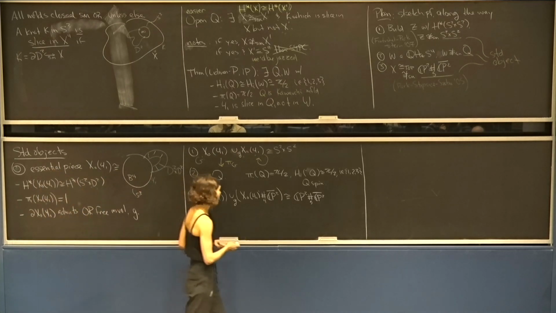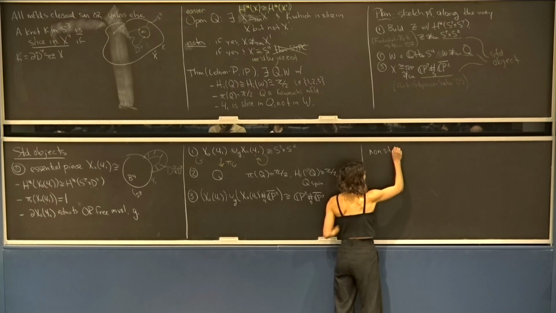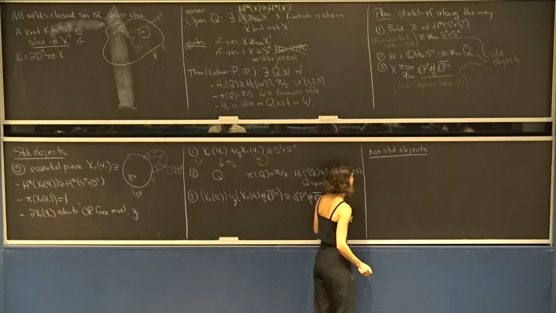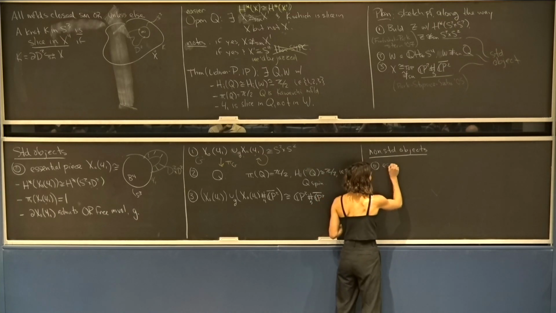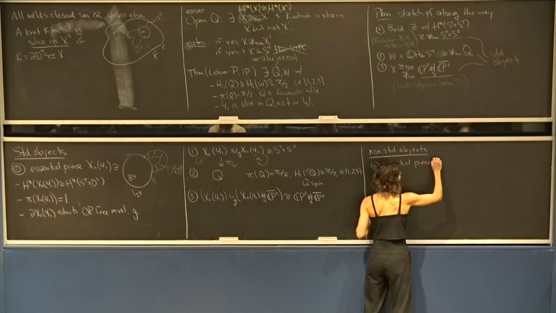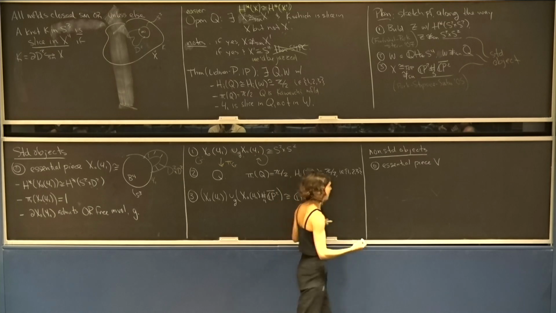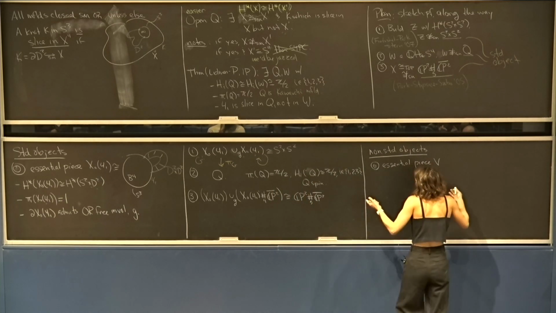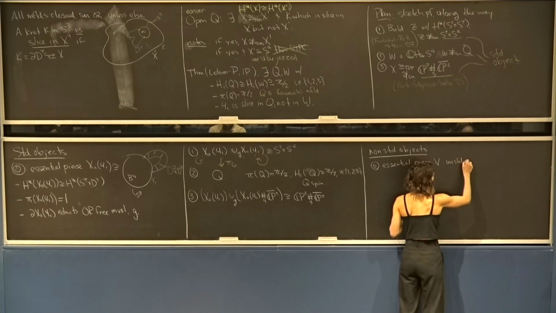OK, great. So those are our standard objects. So we can start building our non-standard objects. Start with step 0. We need this essential piece. We'll call it V. And before I just jump into building it, let's ask what we want it to have. So here's the wish list for V.